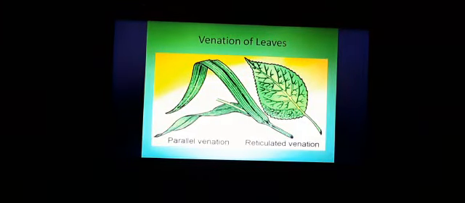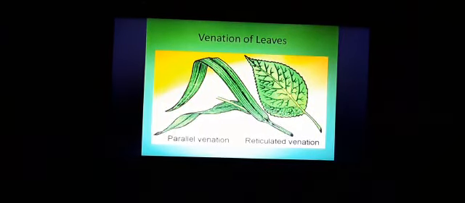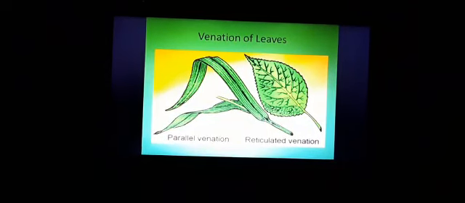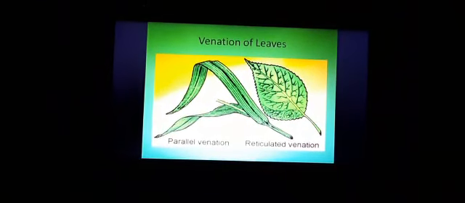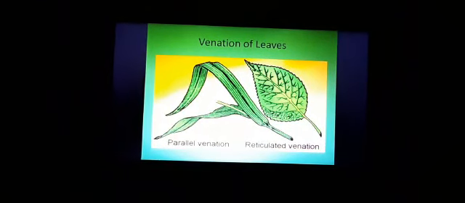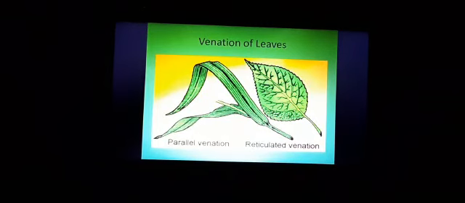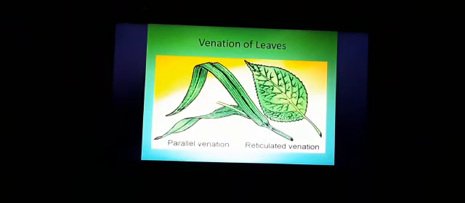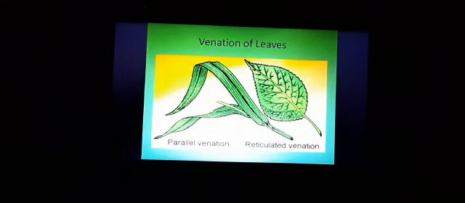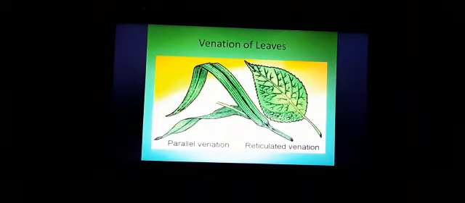Venation of leaves. The arrangement of veins and veinlets in the leaf or the lamina is known as venation. And on the basis of venation, leaves can be classified into two different types, that is reticulate venation and parallel venation. If you look at the diagram, you can clearly see the first one is an example of a grass blade. So when we take grass, we usually see that you can clearly see the veins running parallel to each other, and this is the reason why the name is parallel venation.